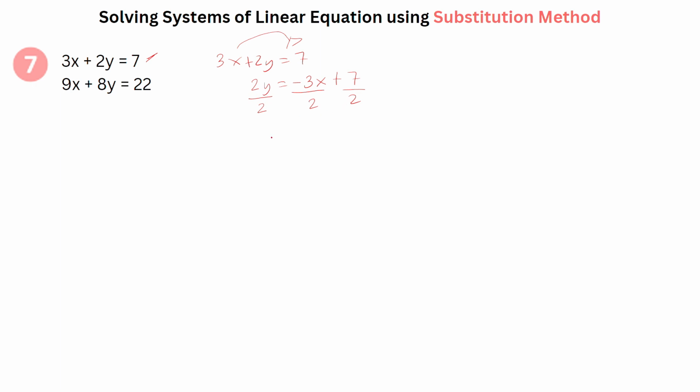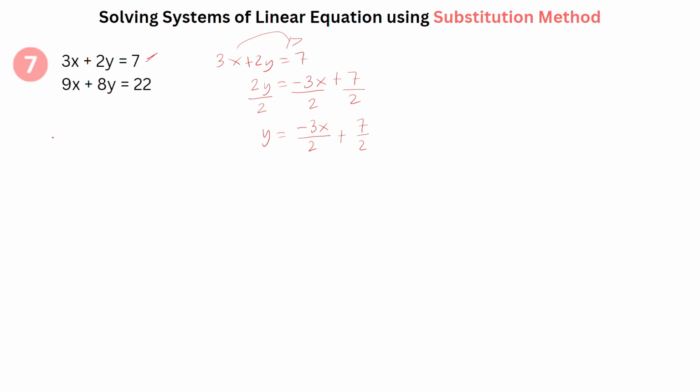So what we have now, y is equal to negative 3x over 2. Nothing can be cancelled here. It's not divisible. And then plus 7 over 2. You can just retain them as a fraction because we cannot simplify them. Okay. Now, what do we do next? Again, this time we already have a separated variable y. The next thing we have to do is use the other equation now.